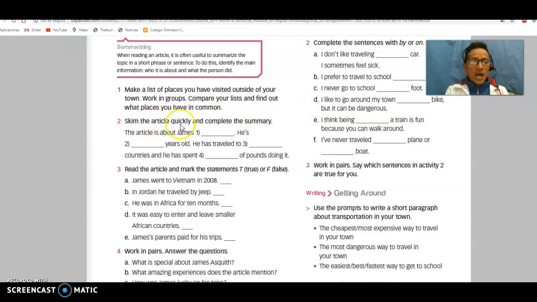Two, skim the article quickly and complete the summary. And the article is about James. The article is about James. He is. So it is true or false. So you need to write here, the article is about James. Yes, it is. He is. So how old is he? You got it? How old is he? So what I need is for you to go back to the reading and do the comprehension, and then you can go quickly.